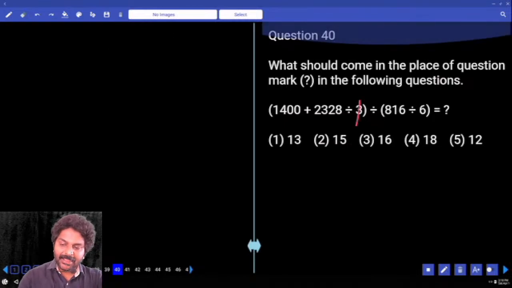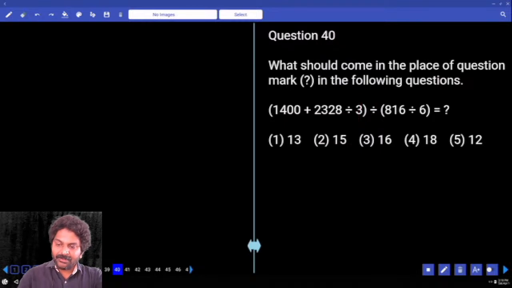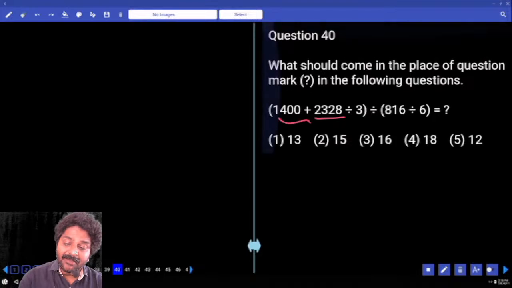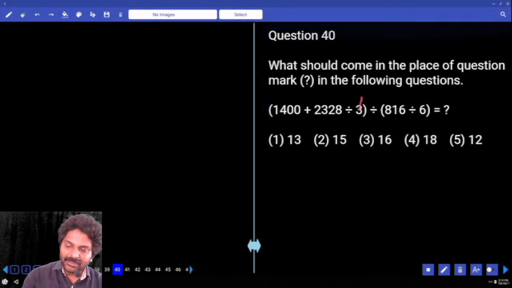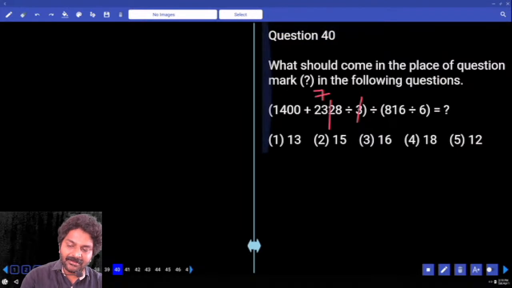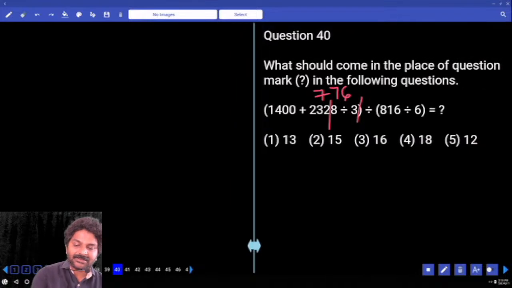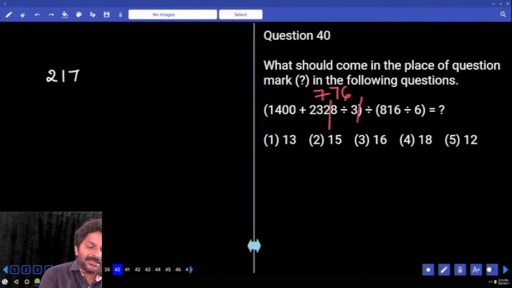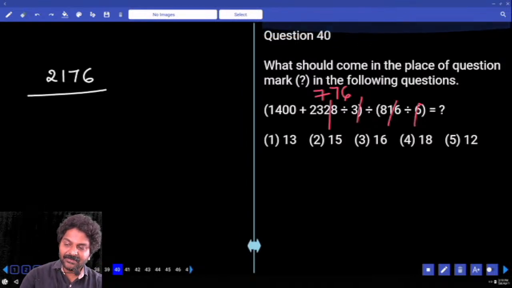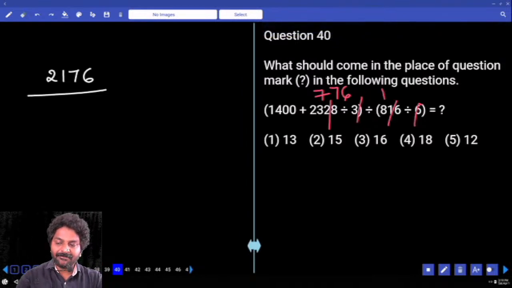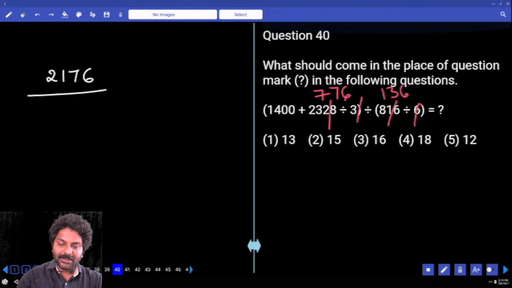Right. Cancellation with 3. So do you need to divide 23, 28 with 3, or should the sum of the two numbers be divided by 3? Right. Okay. 7, 22, again 7, and then 6. So that is 2176 divided by 6. Once 21 left, 3, and then 6.